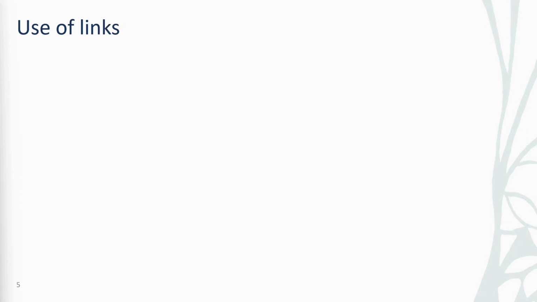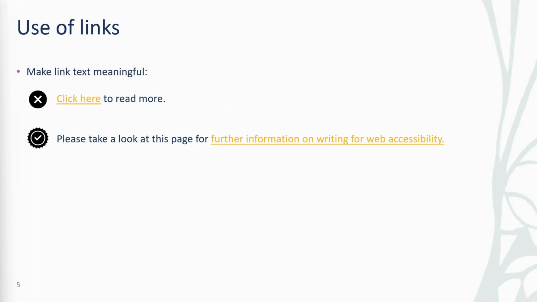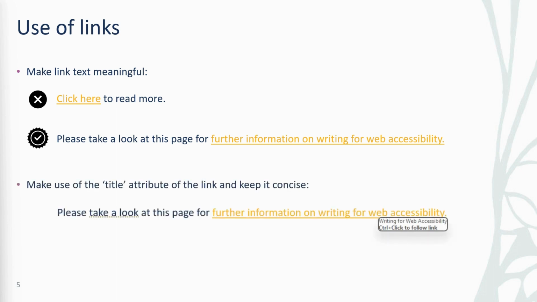Use of links. Wherever a link has been used within a survey, it is best practice to make the link text meaningful. Avoid using ambiguous link text such as click here or read more. Instead, indicate relevant information about the link target. We can see the difference in the two examples below. Additionally, the title attribute for the link can be used to provide more information on where the link will take the respondent. This is a benefit for all users and appears when they hover over the link, as shown in the example below.